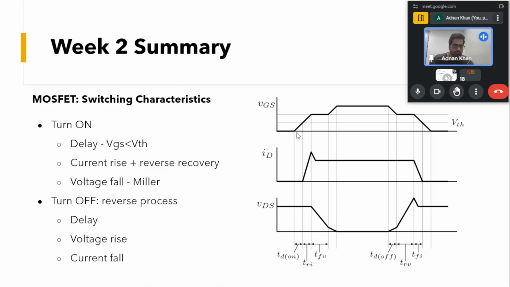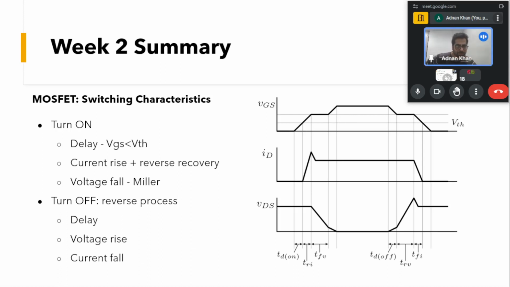As soon as we apply the voltage, initially there won't be any change up to the threshold voltage. As soon as my VGS reaches the threshold voltage, my current will start to rise, and VGS continues to rise until my current goes to the peak value. After that, my VGS voltage remains constant for some time. This is known as the Miller voltage or Miller plateau.